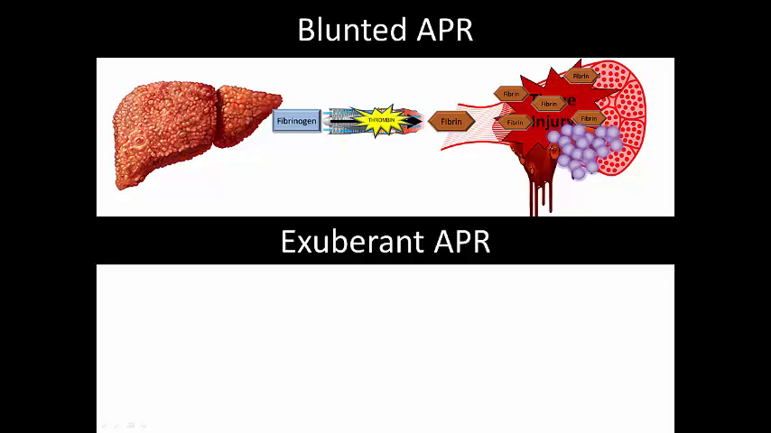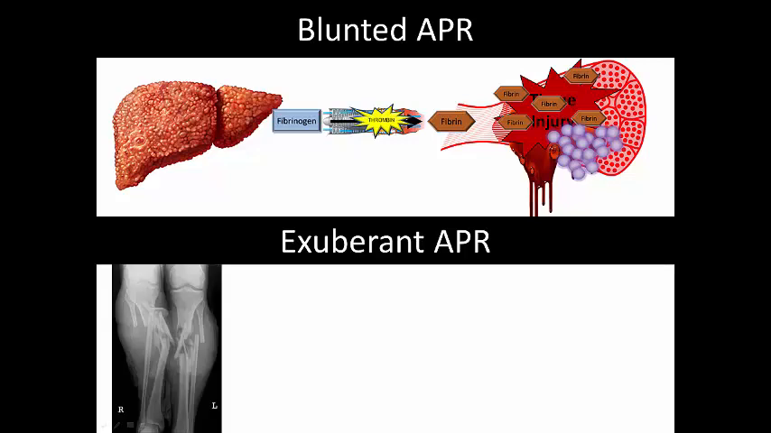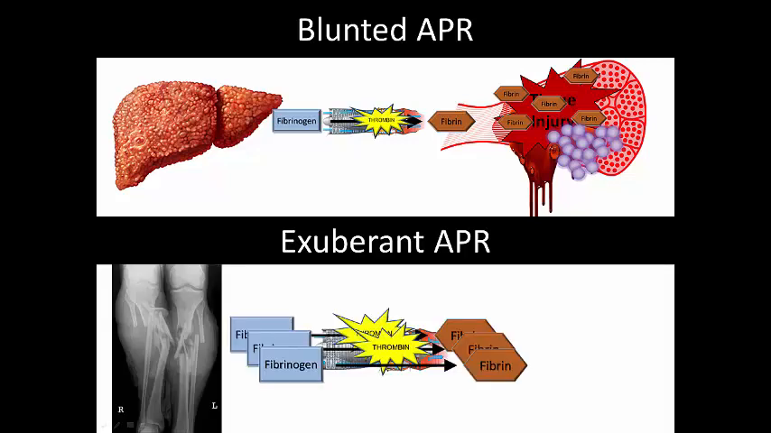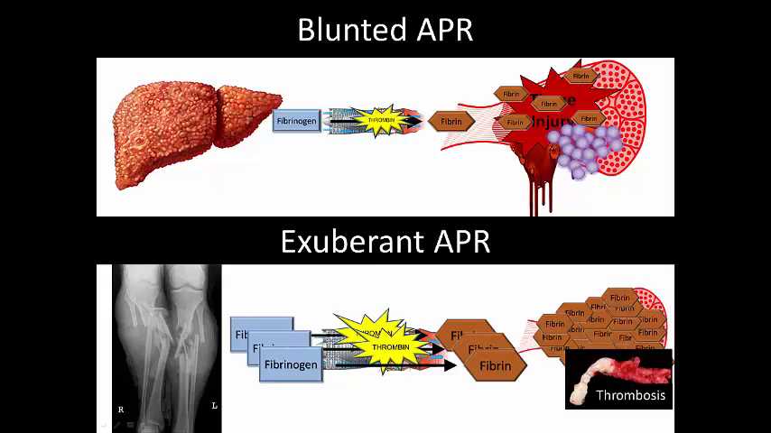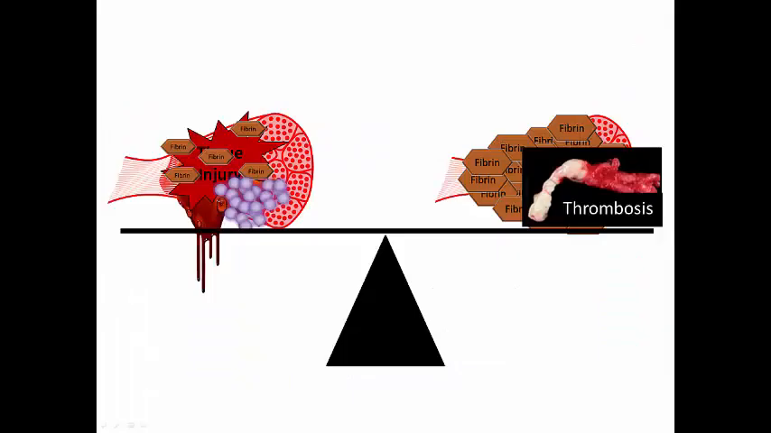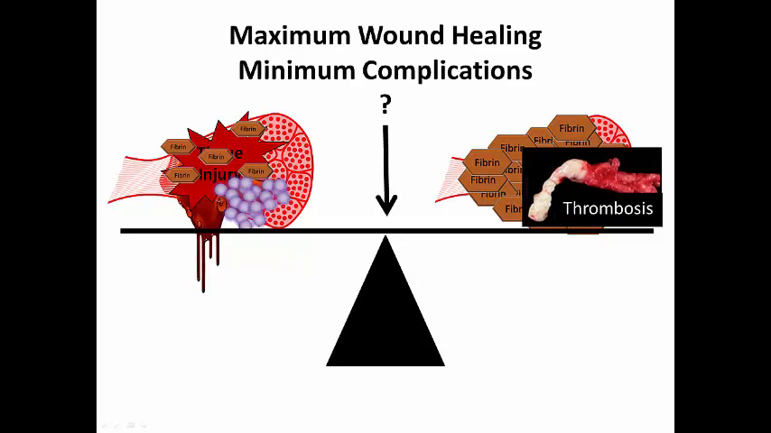One example of an exuberant acute phase response is polytrauma, resulting in increased fibrinogen and increased activation of the coagulation system, resulting in a hypercoagulable state and a high risk for coagulopathies. There is a balance between having a blunted acute phase response and having a too exuberant response. In taking care of patients, can we use this information to find a sweet spot to maximize wound healing while minimizing complications?